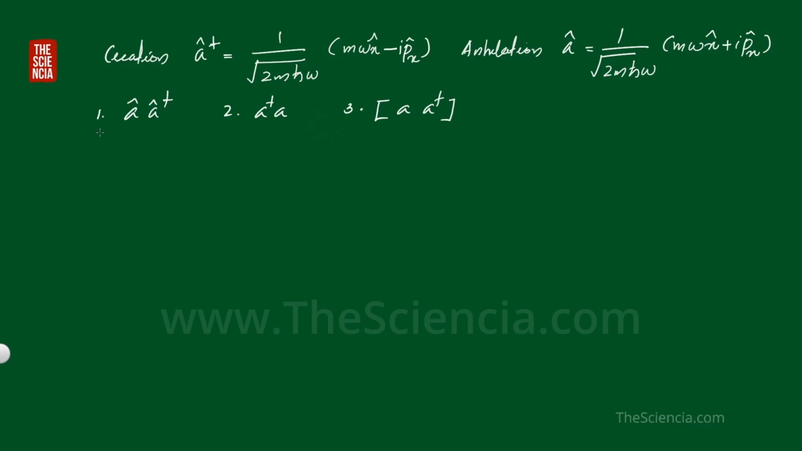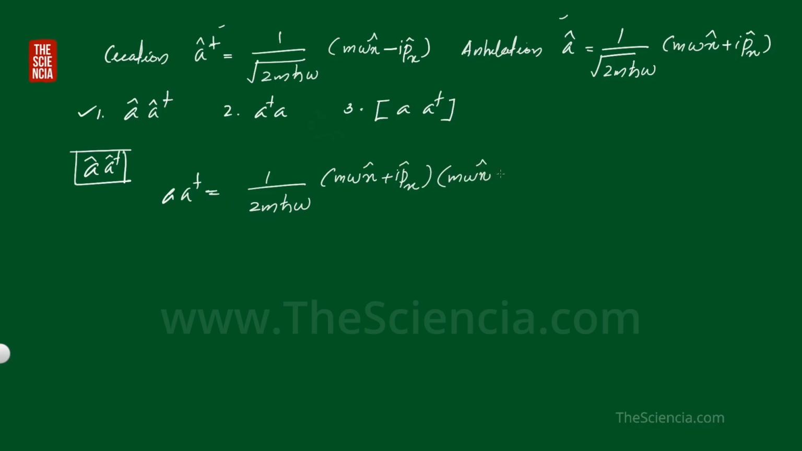So first I'm going to discuss this one, that is a a dagger. That is equal to these two multiplied, right? First we take this one, then this one. That is, we get 1/2mħω into (mω x cap + i p_x cap) into a dagger, that is (mω x cap − i p_x cap).